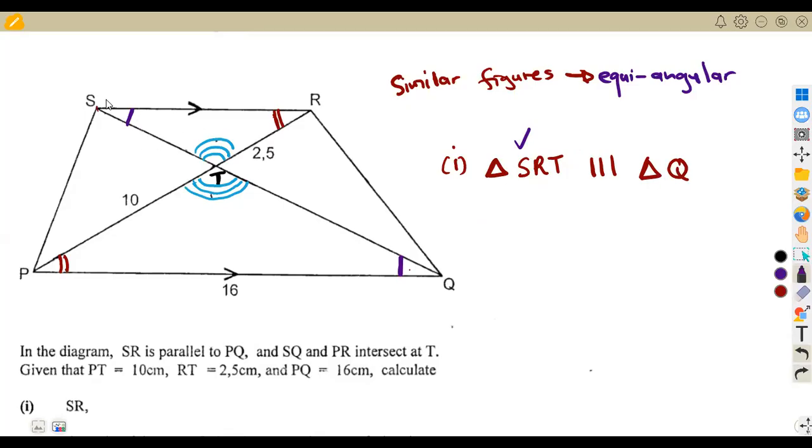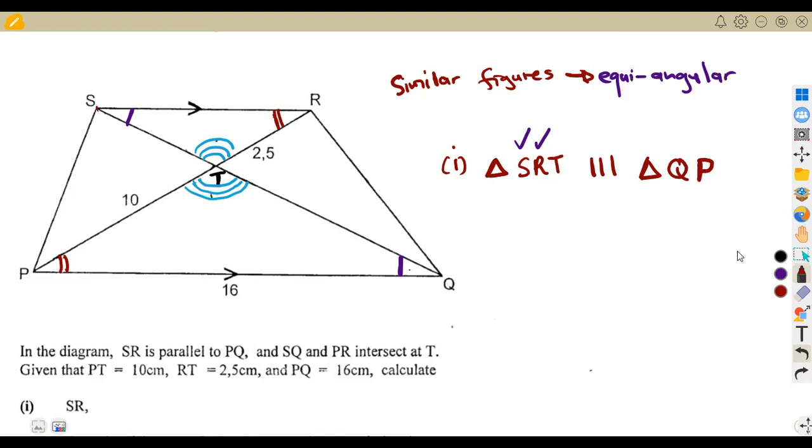You take it according to equal angles, S and Q. That is how you're going to relate your angles. All right, so let us move on to the other angle. We have got R in this case. So which angle is equal to R? R, we said, is equal to P. So this is going to be P.